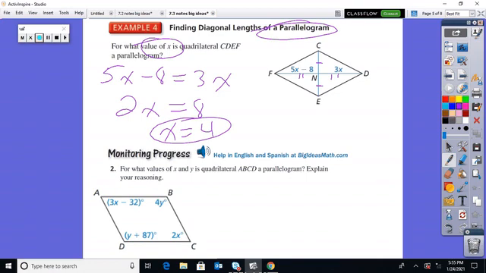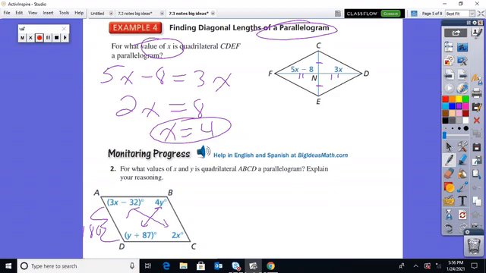All right, and back again. For what values of x and y make it a parallelogram? So remember, parallelograms have a couple different things with the angles. We can look at the consecutive ones equaling 180, or the ones across from each other equaling each other. So use your head. Where are the x's, where are the y's?